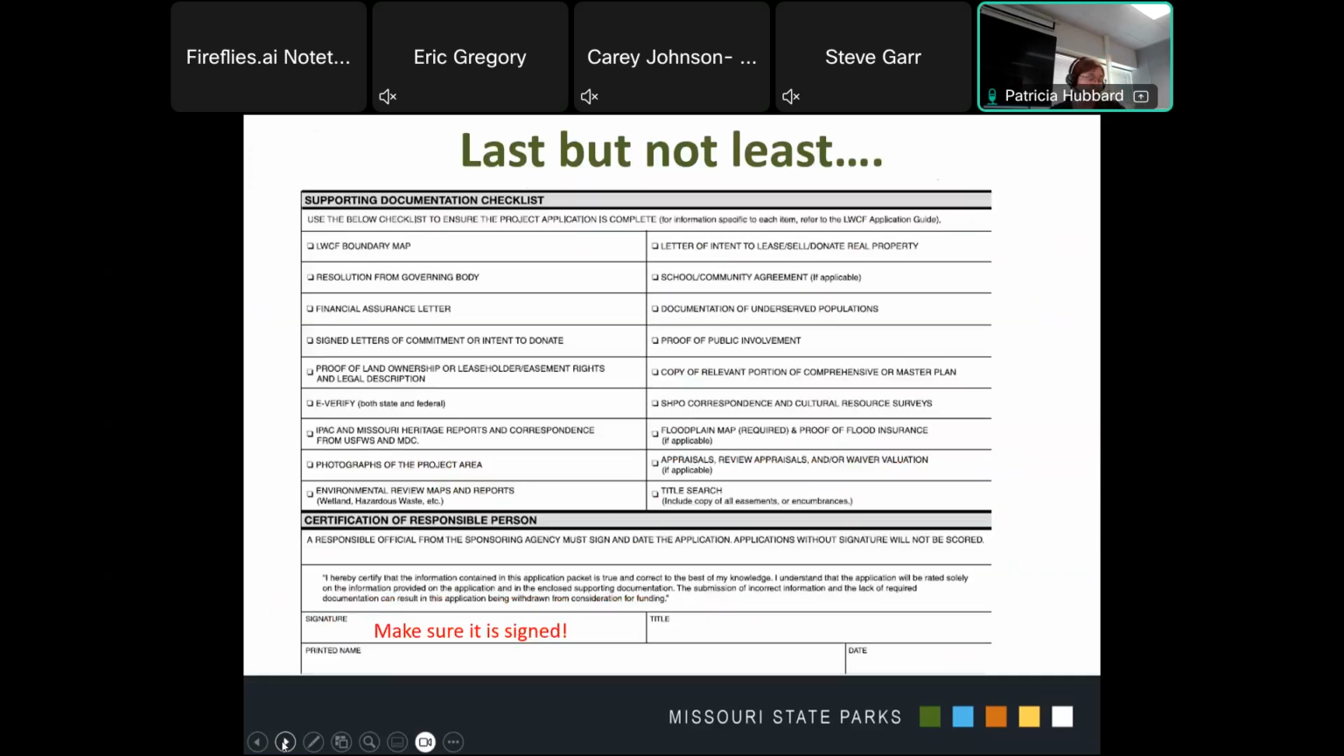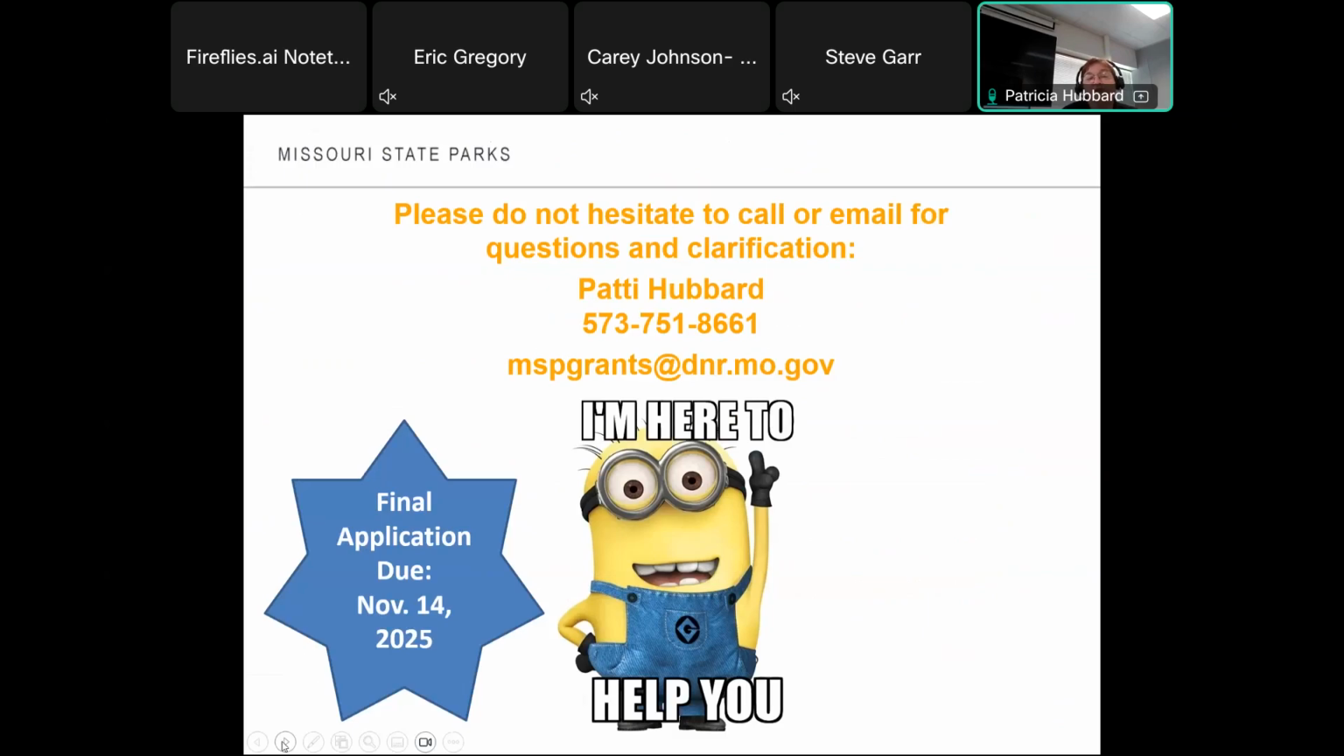And then, of course, we have the final checklist of all the supporting documentation you want to make sure that you have with your packet. And then, of course, you want to make sure that it gets signed by your representative. And just a reminder that the final applications are due to us by November 14th. You need to mail 2 hard copies plus 2 copies of the supporting documentation. Must be postmarked or received by that November 14th date.